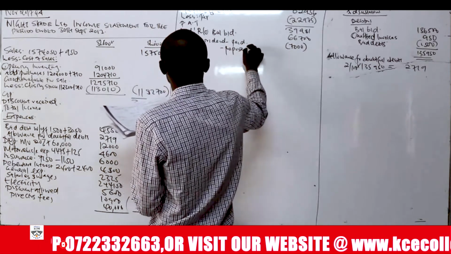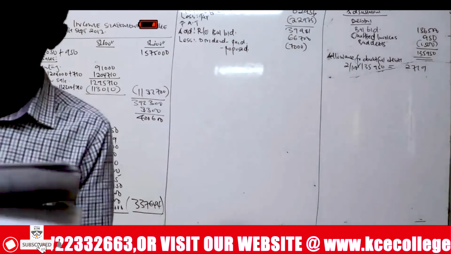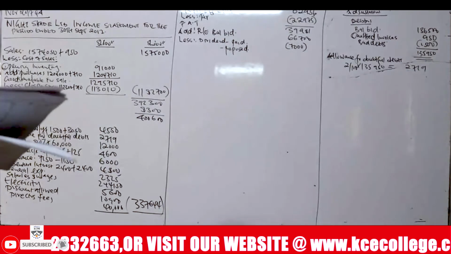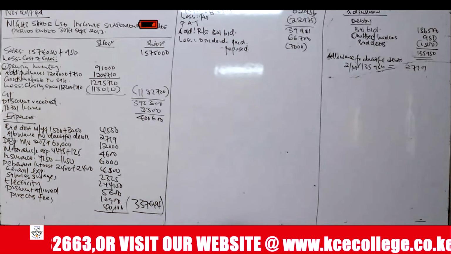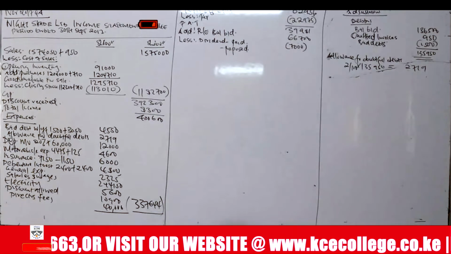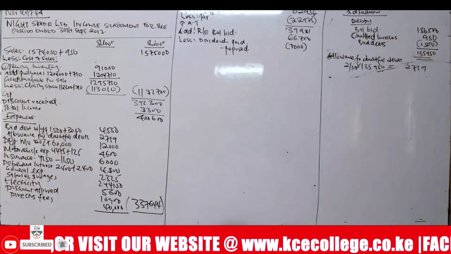Call it proposed or final dividend. So they are proposing to pay a final dividend of how much? 2.5. Can you see it? The directors have proposed a final dividend of 2.5. So you go to the ordinary share capital.